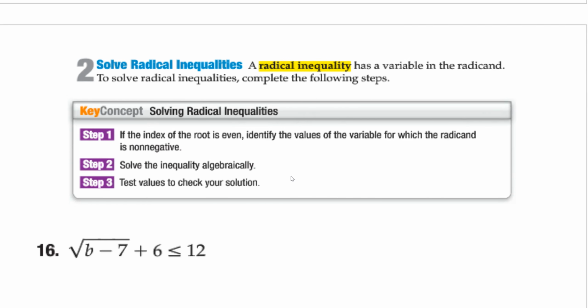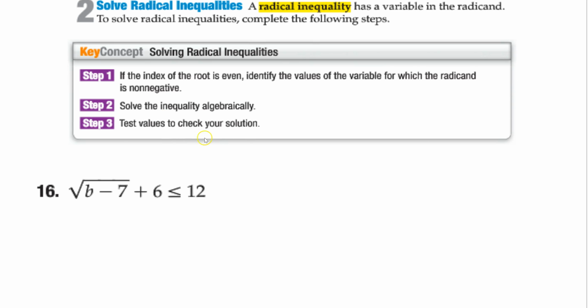Okay, let's talk about inequalities. Now, inequalities may be a little bit different. There's a new step for inequalities, very similar to when we did equations earlier. If you remember, step 1 was isolate the square root. Step 2 was to take the power of both sides, and then 3 was solve.